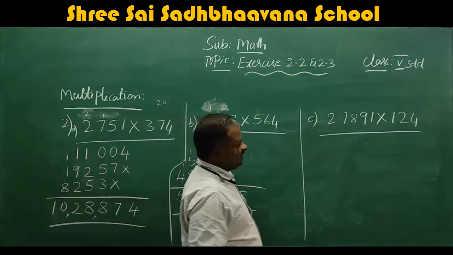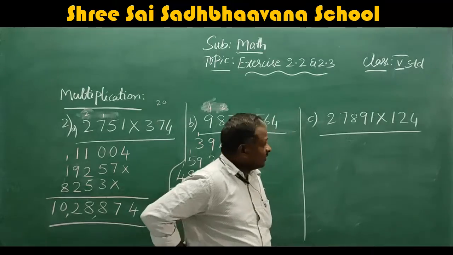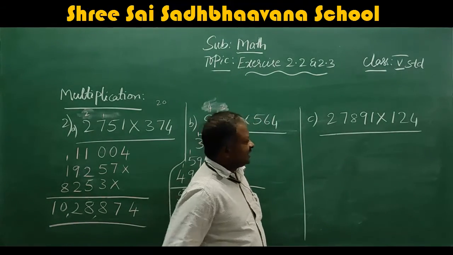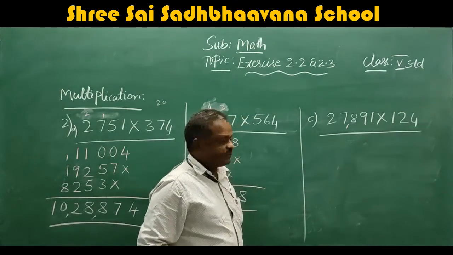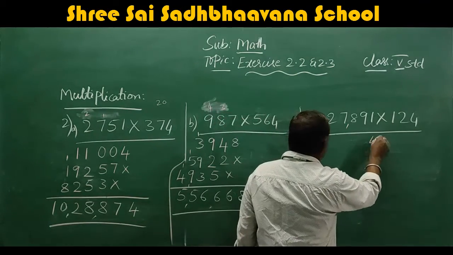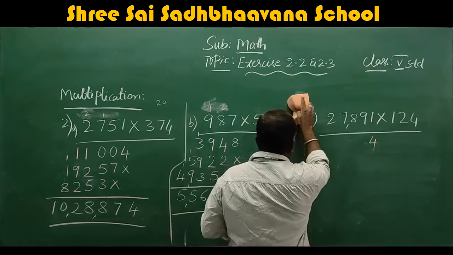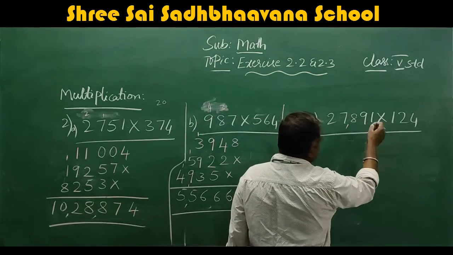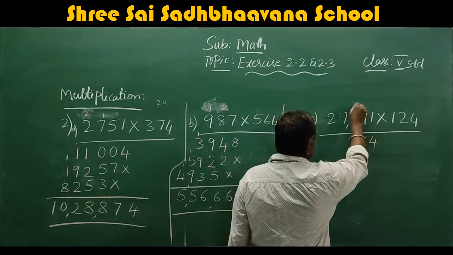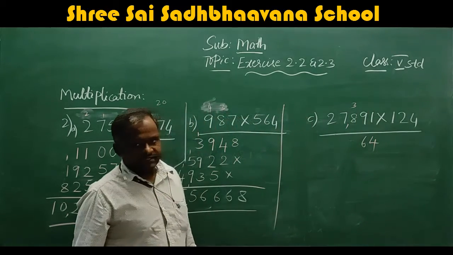Next come to the next one. That is, from 124 you have to multiply 27,891. So 4 ones are 4. 4 nines are 36, carry 3.